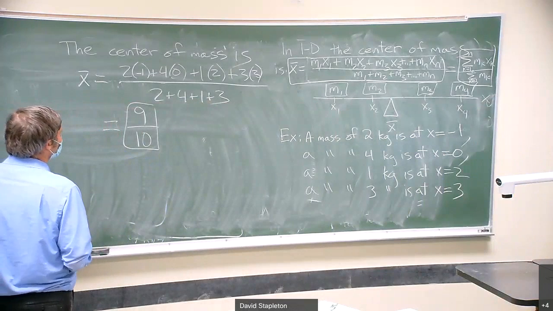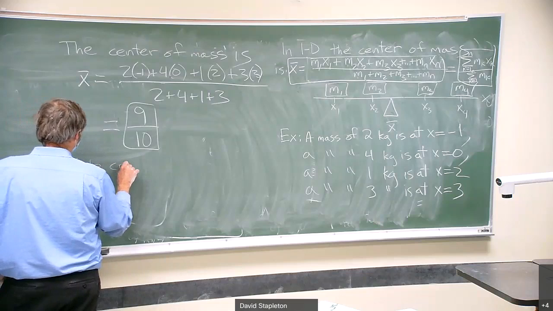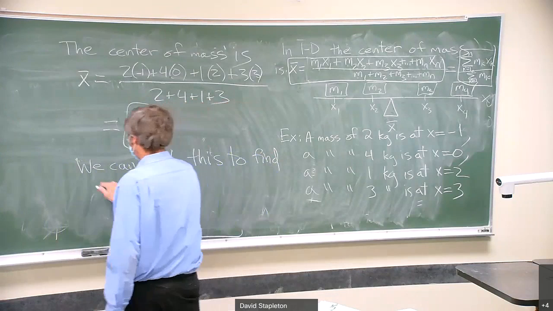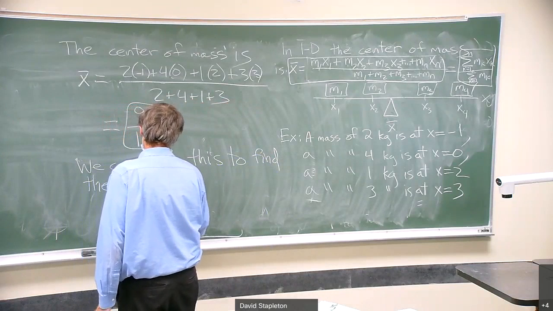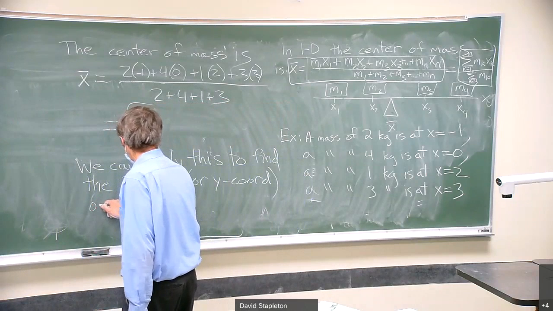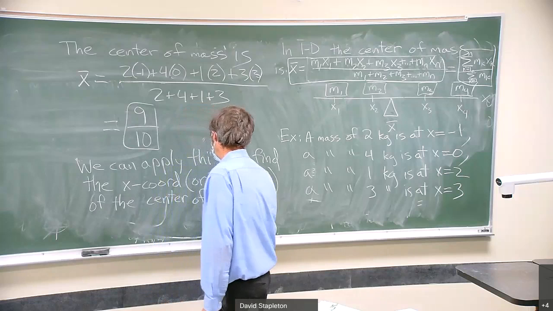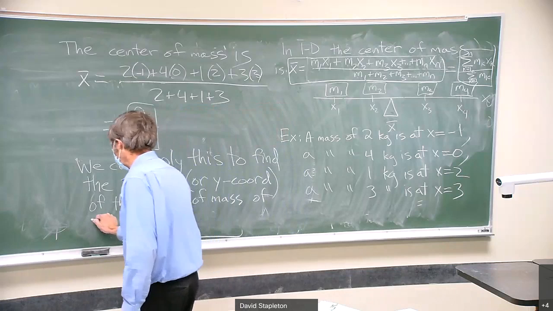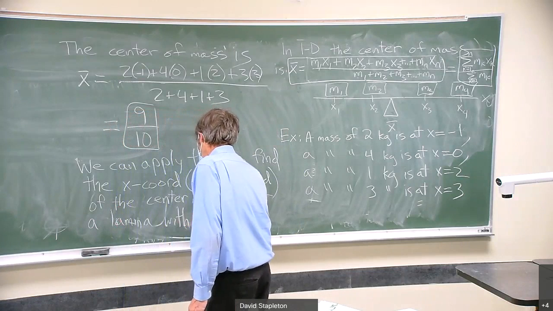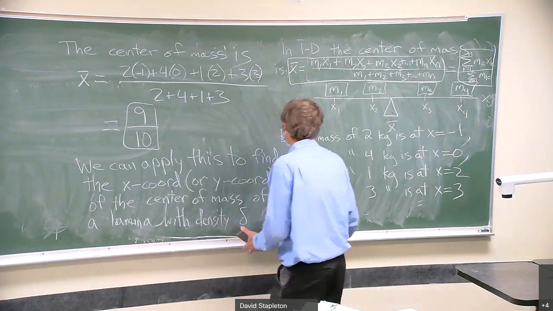One physics problem, no calculus in it whatsoever. It's discrete masses, right? Now, we can apply this principle to find the x coordinate or the y coordinate by symmetry of the center of mass, the balancing point of a lamina, something that can be modeled as a plane region, with density rho, delta, excuse me. Some books use delta, some books use rho. This book uses delta.